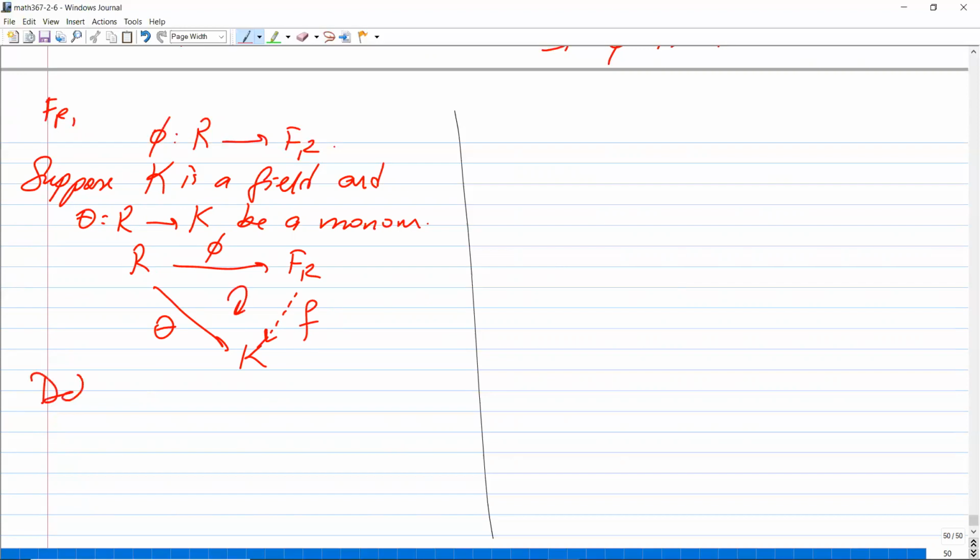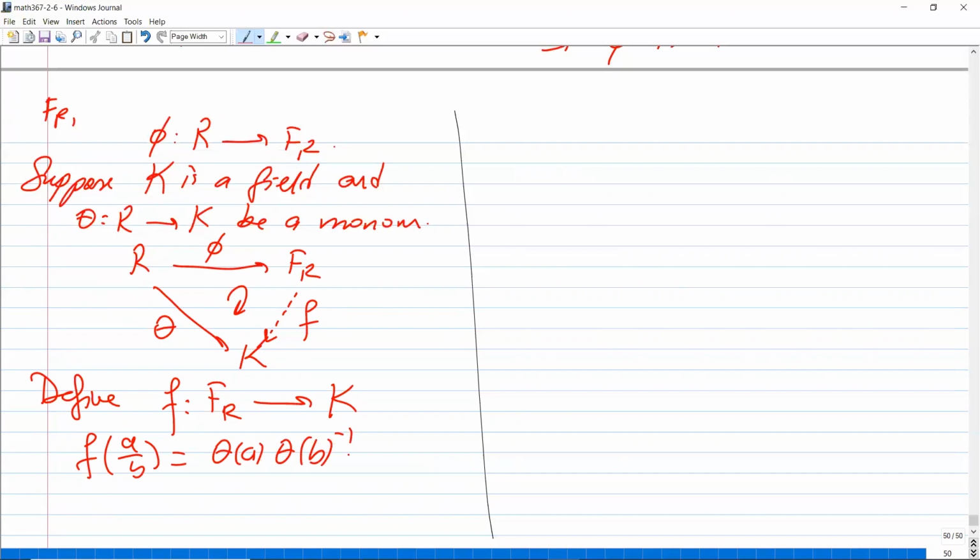Let's define F from F of R into K like this: F of A over B is theta A times theta B inverse. Here A is in R, B is in R, so theta A is defined, theta B is defined, and theta B is not 0 since theta is a monomorphism: since B is not 0, theta B is not 0. Then this is well defined. So F is well defined. We need to show this.